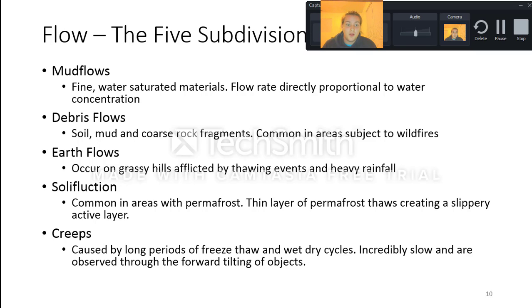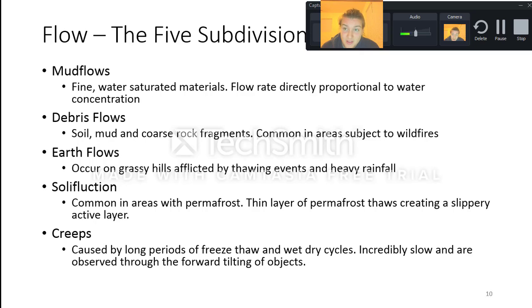Now, the next flow to be discussed is the solifluction. Now, these are very common in areas of permafrost. So basically what happens in solifluction is a thin layer of the permafrost will thaw, creating a slippery active layer, which causes all of the layers beneath it to lose their traction, and they can gradually slide down the slope. These events typically tend to be no faster than a few centimeters per year.